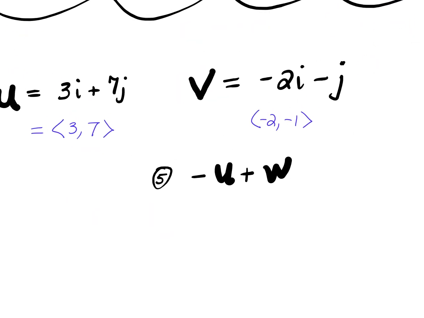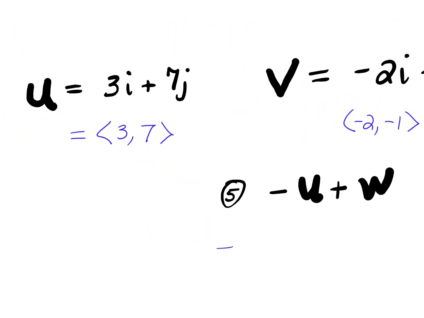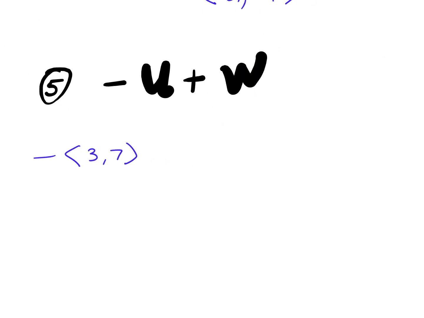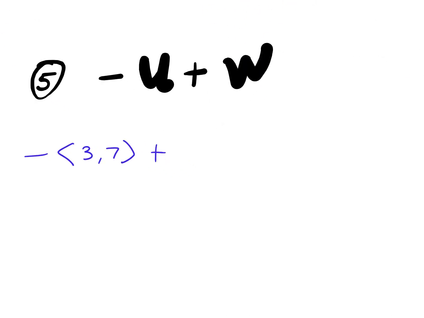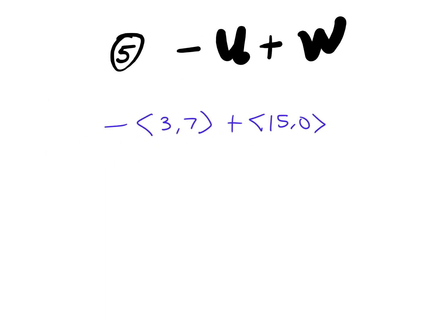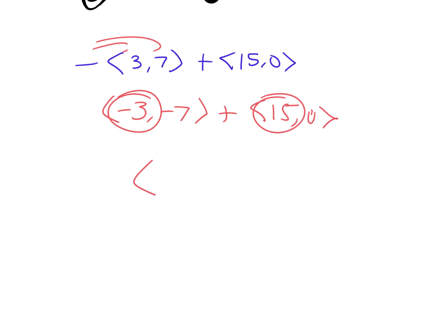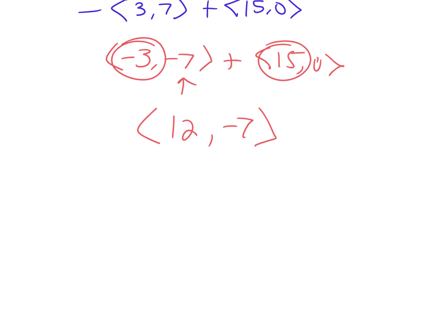All right, let's look at the next one. I want to do these last 2, and then I'll let you go. So negative u. What's u? 3, 7. And then what's w? 15, 0. All right, what should I do first? Let's distribute. So this is really negative 3, negative 7, plus 15, 0. Everybody with me? All right, so first with first, what's negative 3 plus 15? What's 15 minus 3? 12. And then negative 7 plus 0. Negative 7. Good.